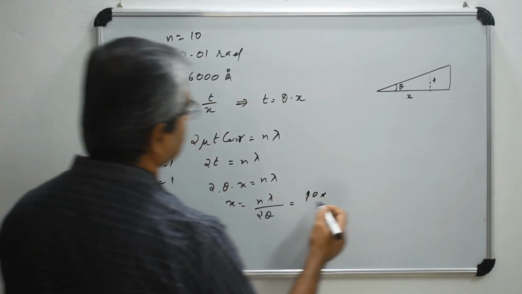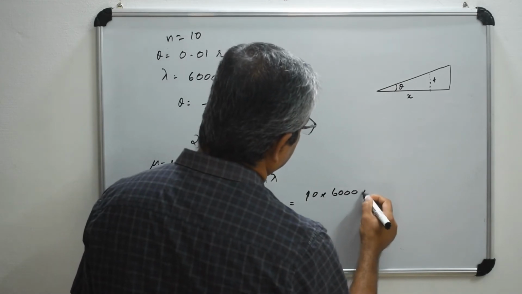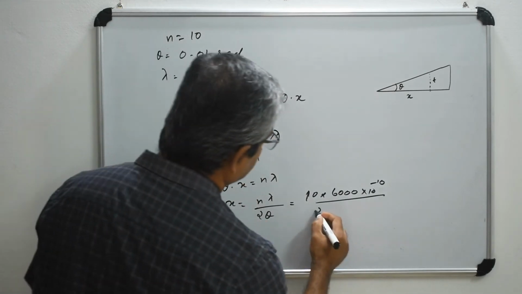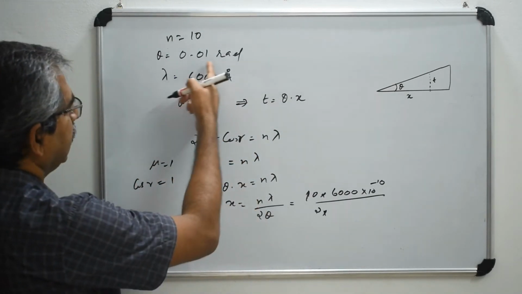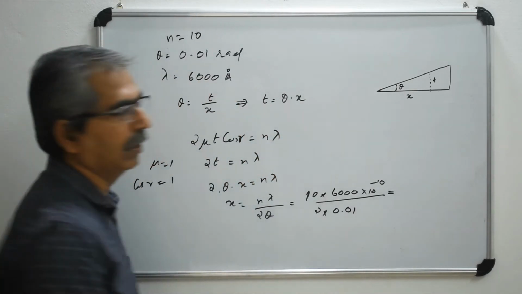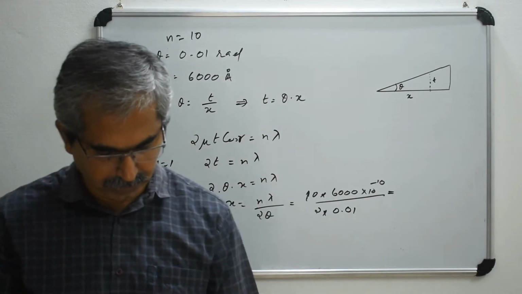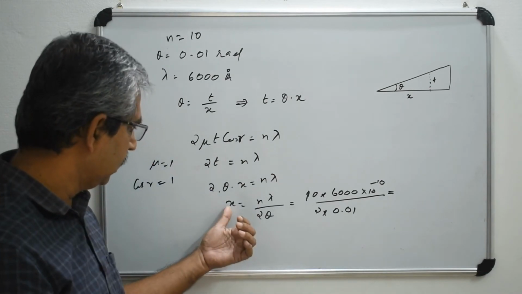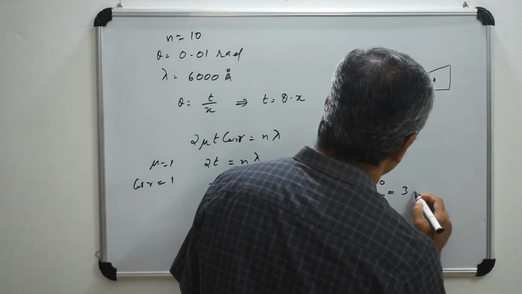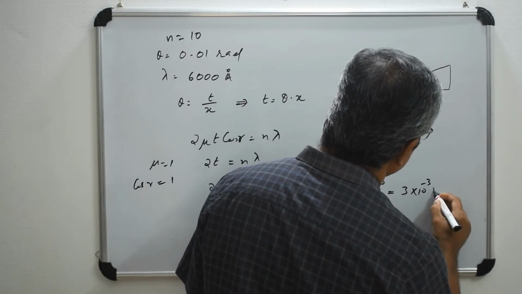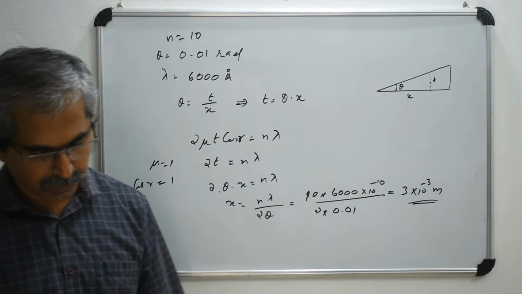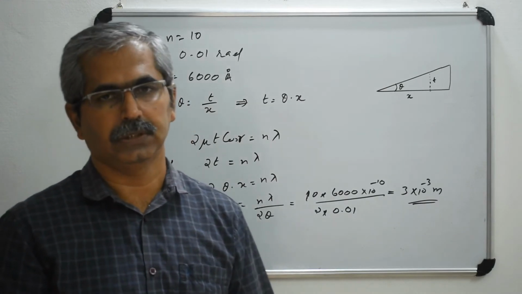So 10 into lambda, which is 6000 angstrom, into 10 raised to minus 10, upon 2 into theta. Theta is directly given in radians, so 2 into 0.01. That will give you the value of x, and x is obtained as 3 into 10 raised to minus 3 meters, or 3 millimeters. Okay, so that is the value obtained.